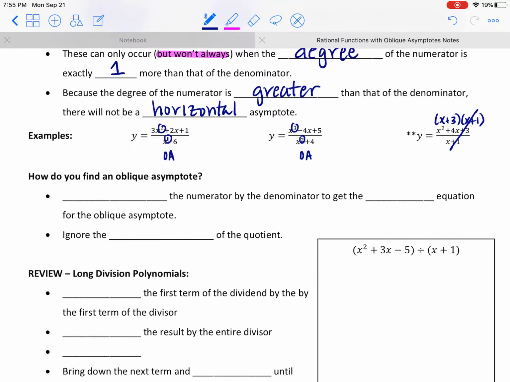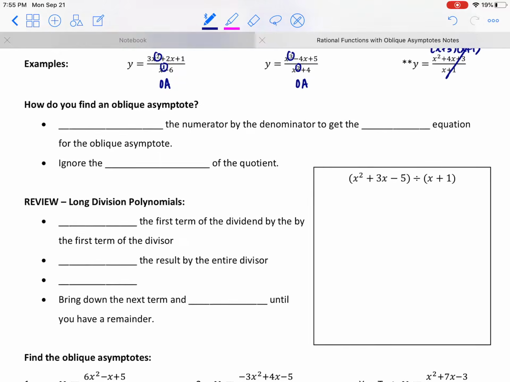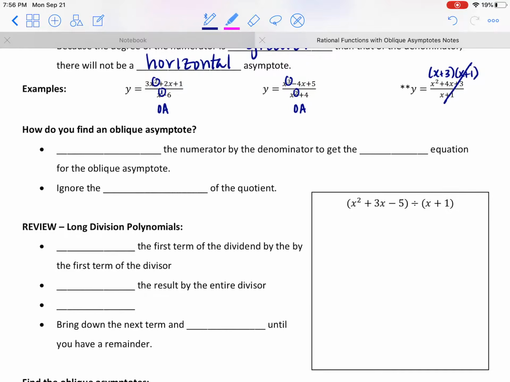Okay, so if we have established that we have a slanted asymptote or an oblique asymptote, how do we go about figuring out where that is? Well, we're going to do what the problem is asking us to do. Technically, the fraction bar in our function, that's division. So we're going to divide our numerator by our denominator to get the linear equation for our oblique asymptote. And when we do this division, we're going to ignore the remainder.